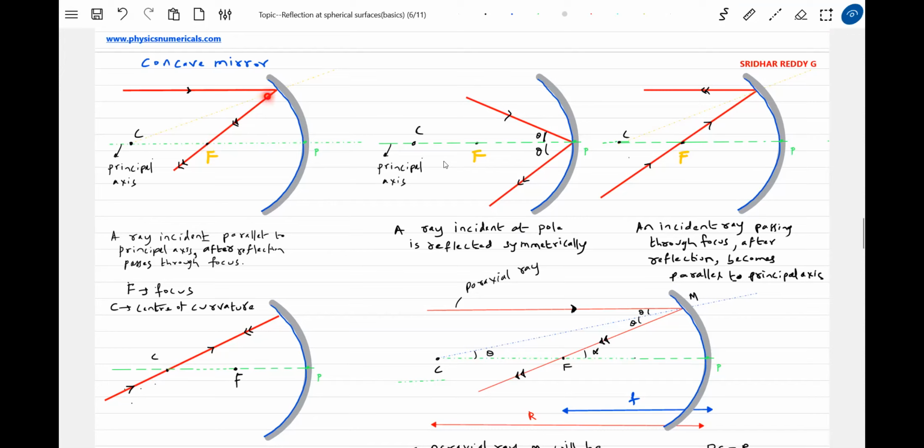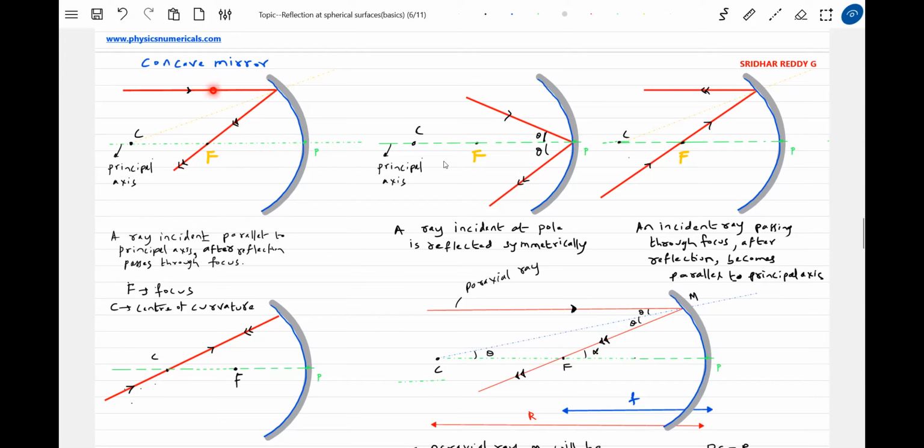At one particular point, the ray will intersect the principal axis here. That particular point, I'll call it the focus. The distance measured from the pole to the focus is called the focal length. That is small f. Later on, we'll define that. That is called the focal length here. So this particular point is called the focus.